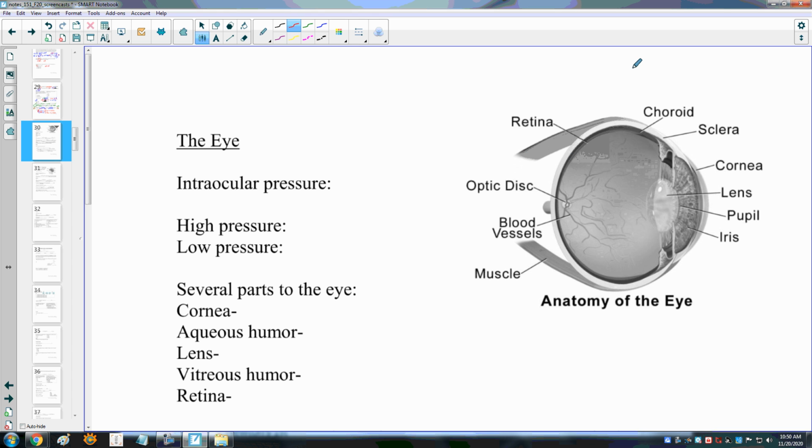The eye might be my favorite organ in the entire human body. It's either the eye or the ear. I'm not really sure. Maybe the brain. We're going to deal with the eye here, but really just looking at the fluids that are inside of the eye.